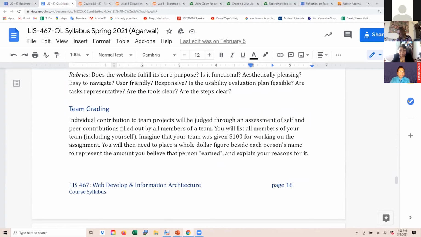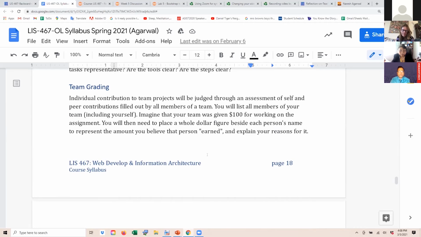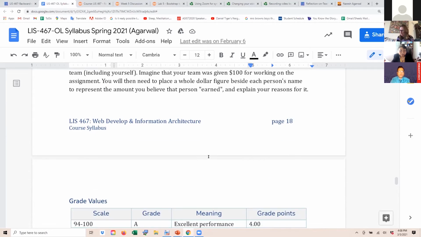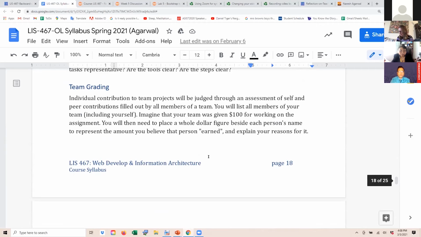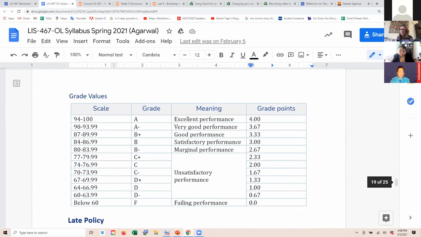And then for the team grading, I ask the students that they would need to list all members of the team. Imagine that that team would get $100 for working on the assignment, and they would have to list how much each person earned for that assignment, just so that every student is able to participate and get equitable credit for their work in the assignment.